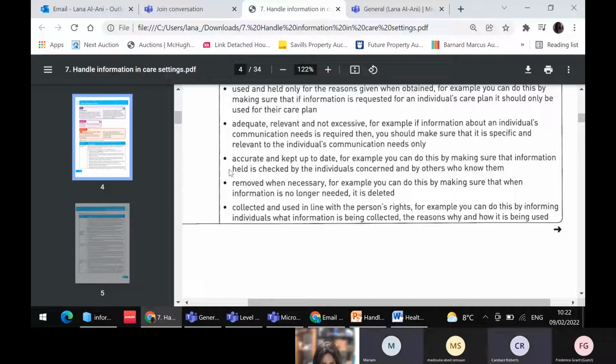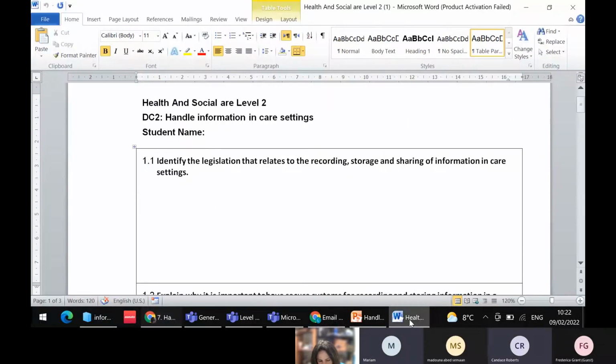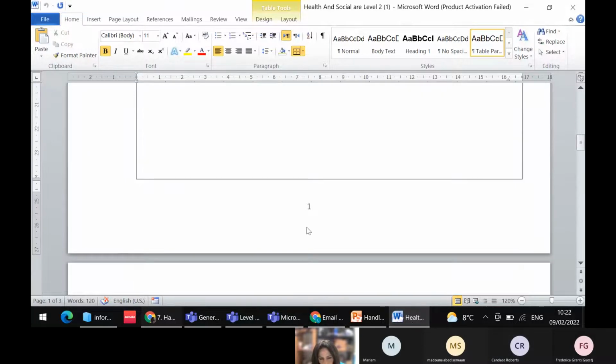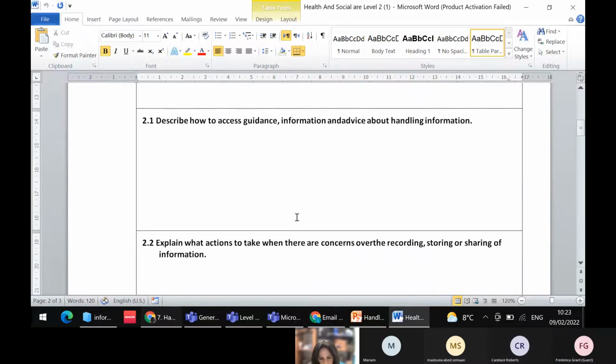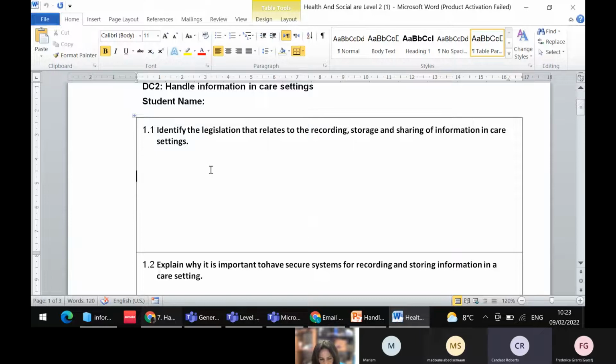Lana? Yes? You see what we're doing now, yeah? What we're talking about now? Are we doing the reflective account, or are we going through the unit now? This is the unit. This is question 1. Oh, okay. You're not going through the reflective account. No, the reflective account is just underneath it. So first we will start with all the questions, and we go later on to the reflective.